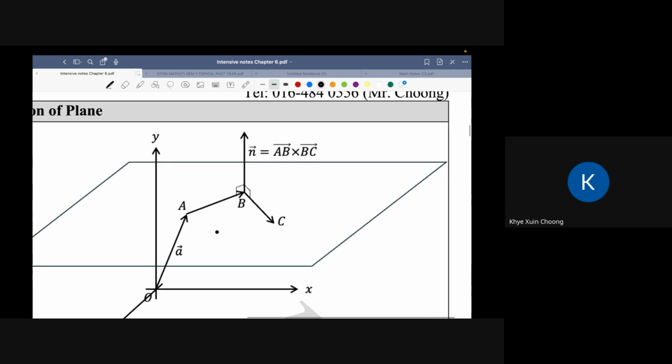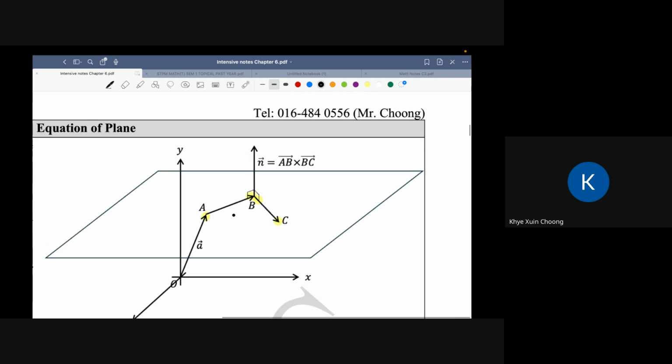So let's say you have 3 points called A, B, C. Then you can use OA as the position vector, AB as one of the direction vectors, and BC as another direction vector. Even if you want to use AC as the other direction vector, it is also okay.